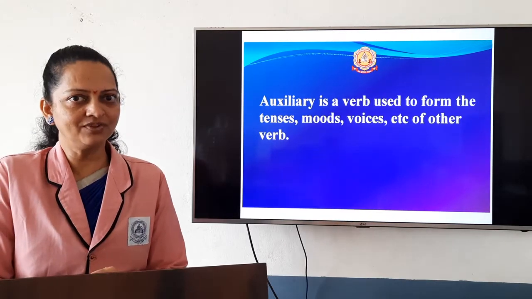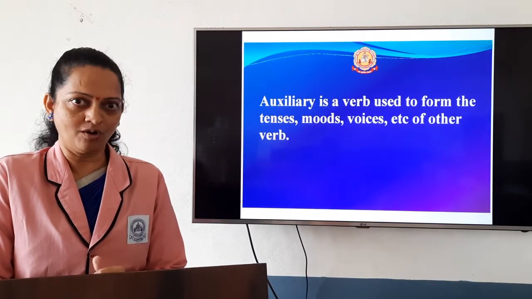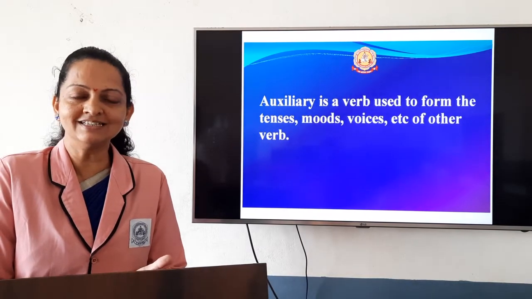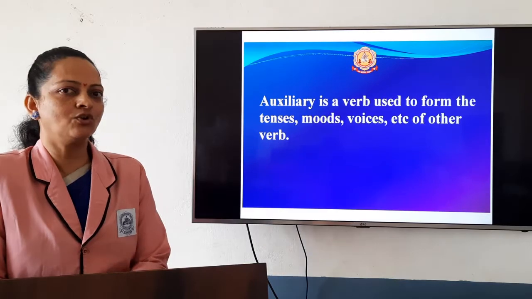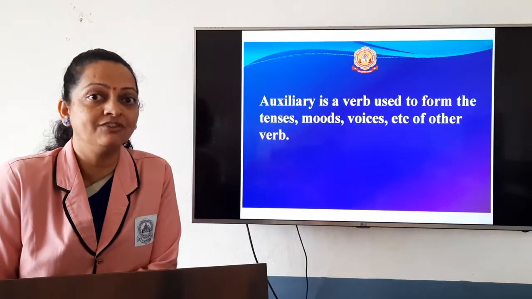In the first session we had learned about subject and verb agreement. Second, we had done verb forms. Third, we have done the use of simple present tense and present continuous tense. Today we are going to just revise what auxiliary verbs are. We have already done auxiliary verbs in verb forms.